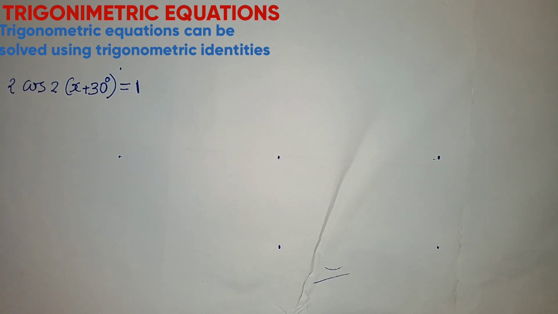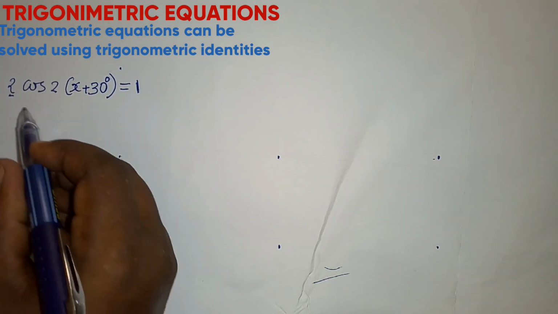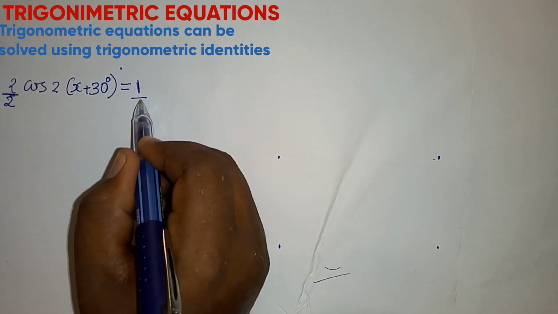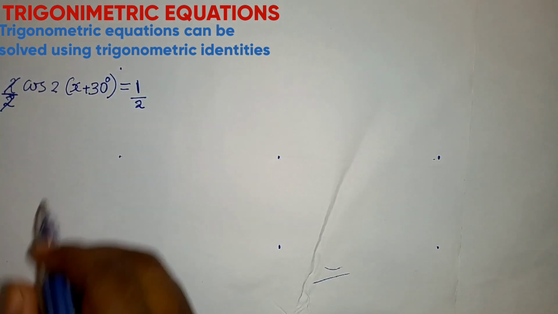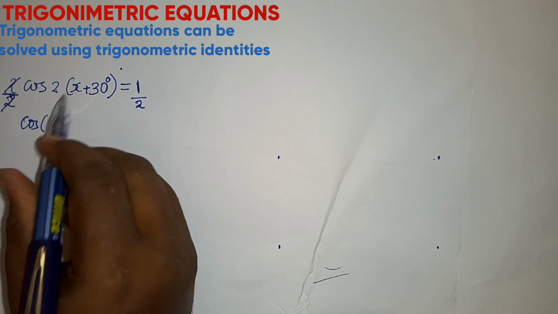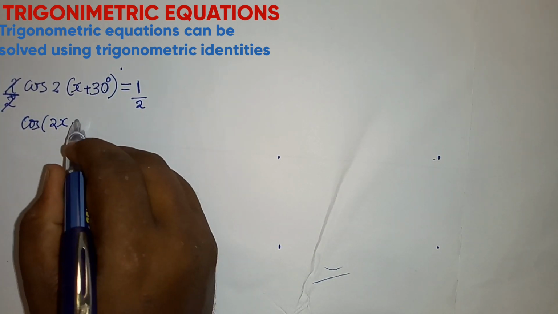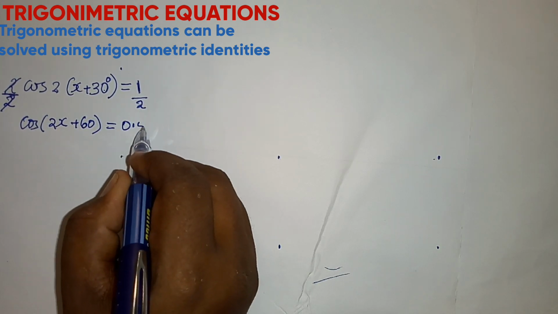So how are we going to solve this kind of trigonometric equation? First, we have to remove the coefficient of cos. And how do you do that? By dividing both sides of the equation by 2. So 2 cancels with 2. Therefore, cos (2x + 60 degrees) should be equal to 0.5.